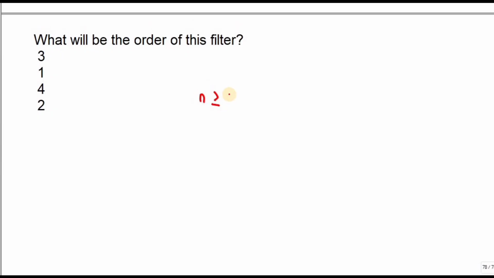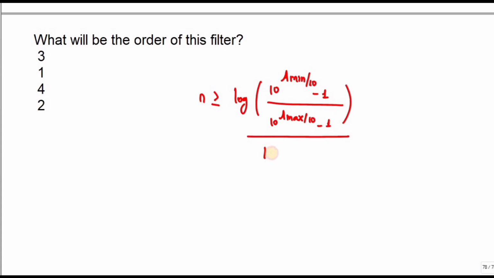So the next question is, what will be the order of this filter? The order of the filter formula is n must be greater than or equal to log of 10 power A minimum divided by 10 minus 1 divided by 10 power A max divided by 10 minus 1, divided by log of ws divided by wp. So once you solve this value, you will get the answer like 2.86. Since n must be greater than this, I can take n equal to 3.